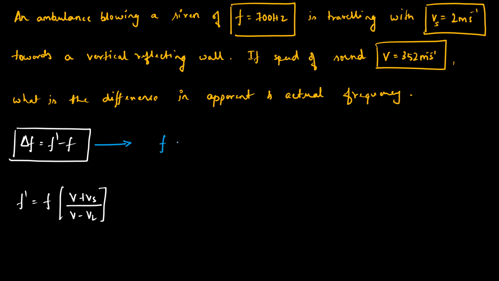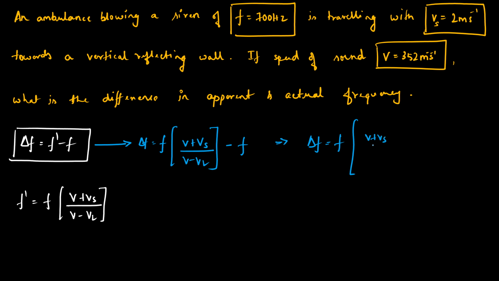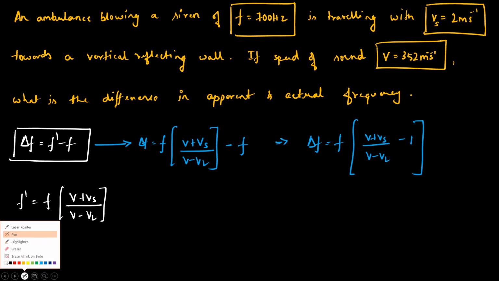So can I write this as delta F is equal to F multiplied by (V plus Vs) divided by (V minus VL), right? This is the value of F dash, minus F. Now F can be taken as common. So delta F will be equal to F times, inside the bracket, (V plus Vs) divided by (V minus VL), minus 1. Now I have to solve this one and then substitute. I should be getting my answer.